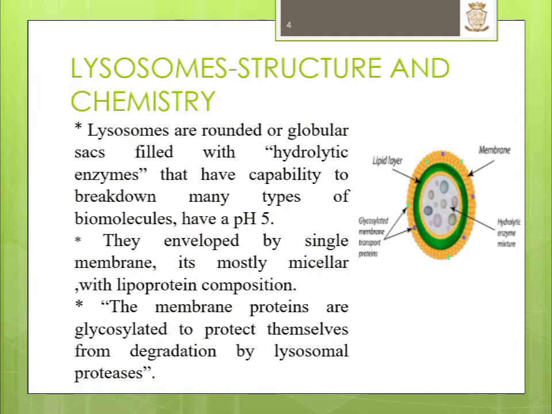Next, we have to discuss lysosome structure and chemistry. In this picture, we have labeled a membrane, lipid bilayer and glycosylated membrane transport proteins, and also hydrolytic enzyme mixture. So let us discuss its structure in detail. Lysosomes are rounded or globular sacs filled with hydrolytic enzymes. They have the capability to break down many types of biomolecules and have a pH of 5. They are enveloped by a single membrane.